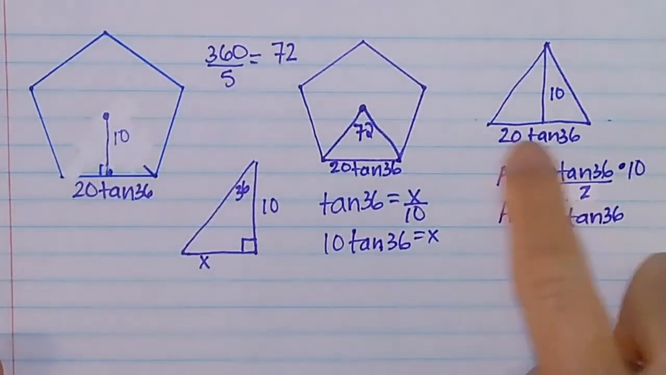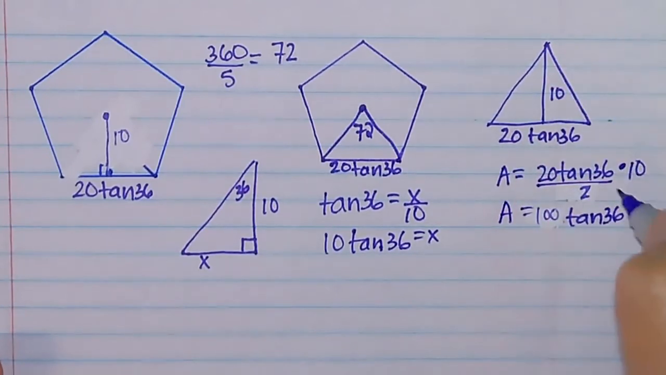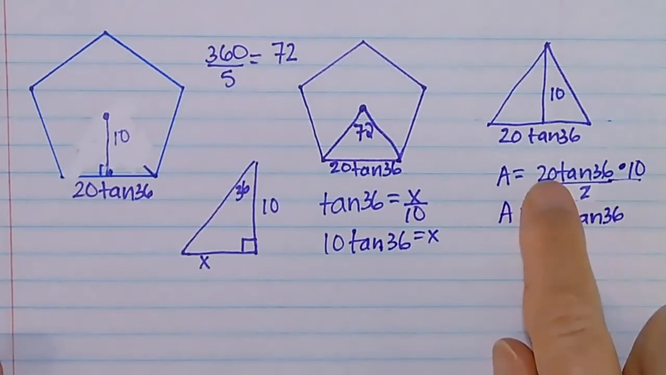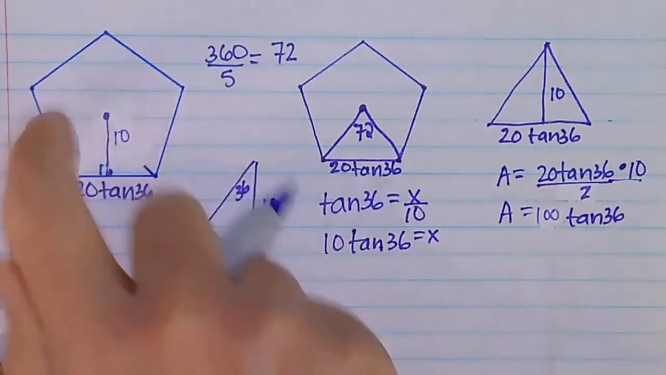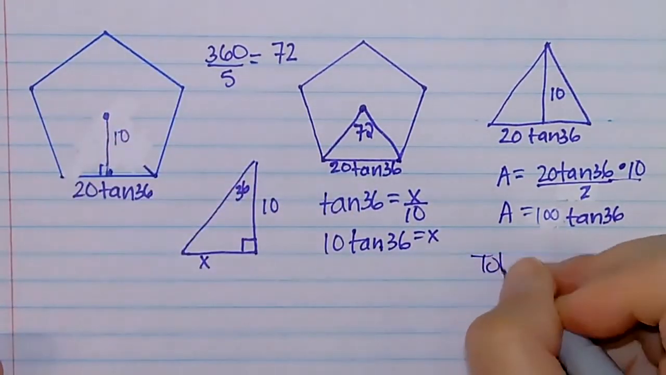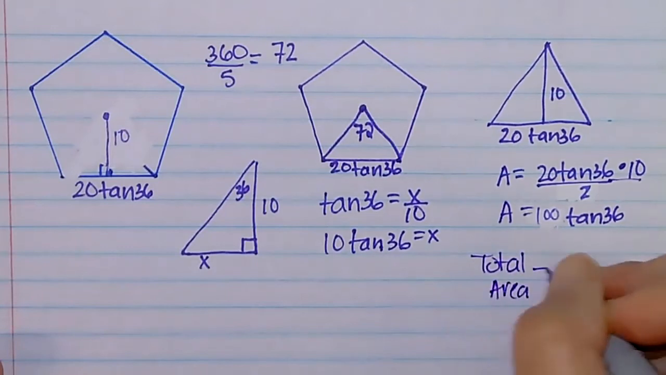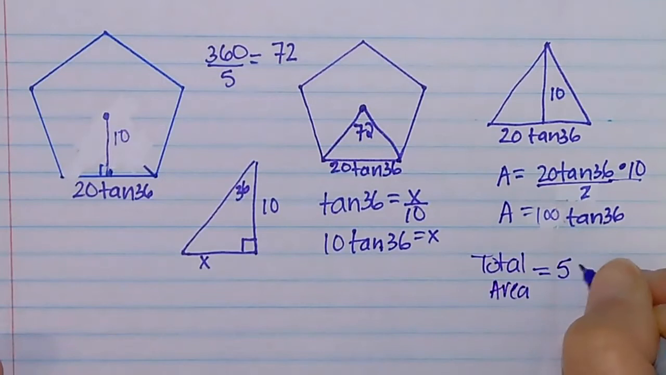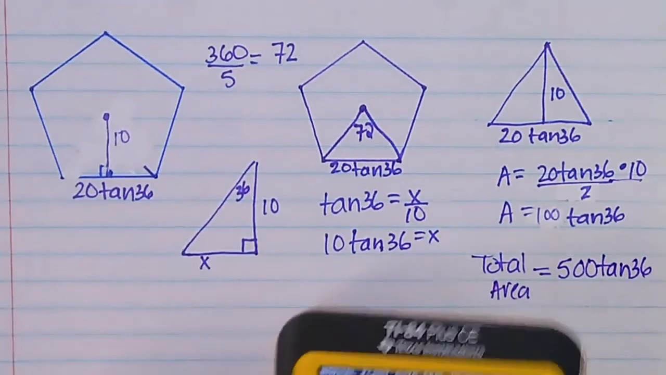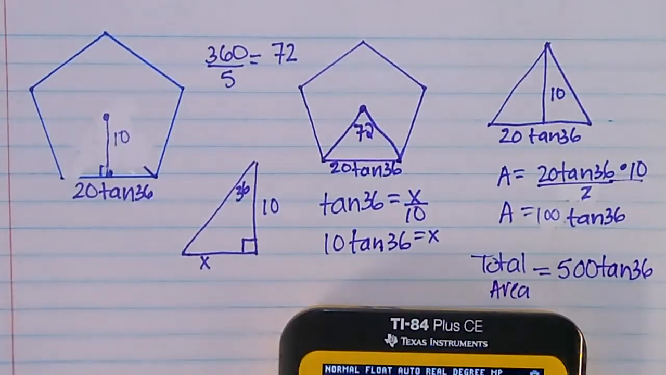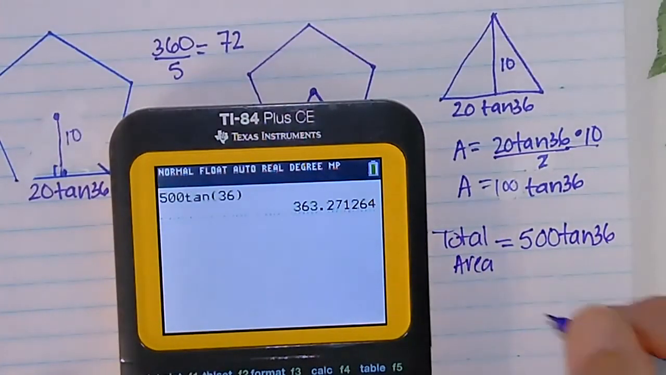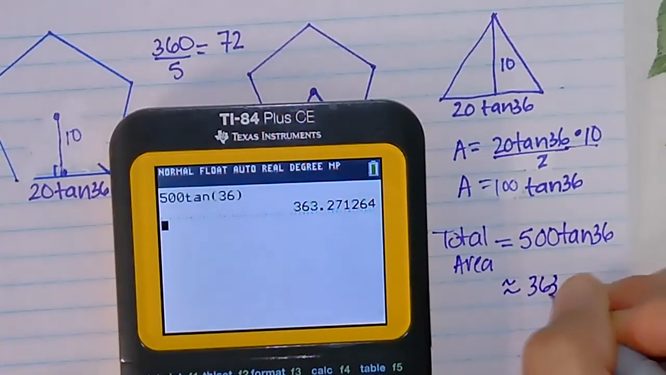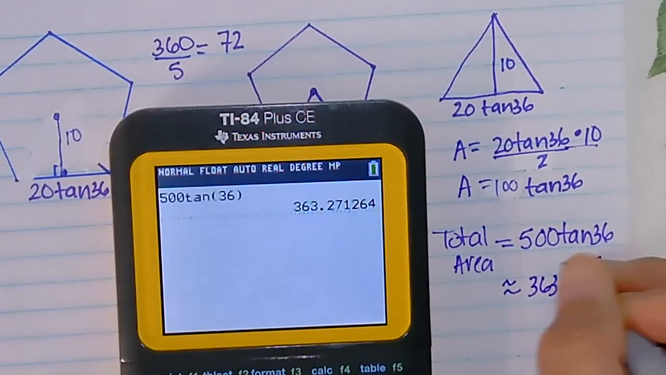100. So again, my base times my height, all divided by 2. So half of 20 is 10. 10 times 10 is 100. So the area of this triangle is 100 tan 36. I have 5 of them. So my total area of the actual shape is going to be 5 times that, which is 500 tan of 36. And put that in my calculator. 500 tan 36, so you can see it, is equal to about 363.27. And that's going to be our answer.